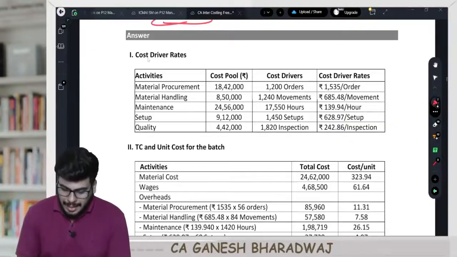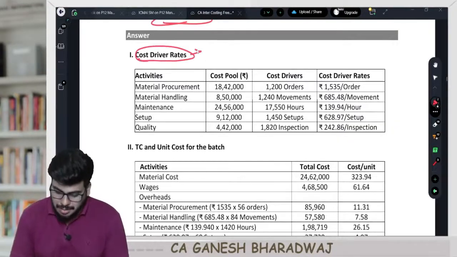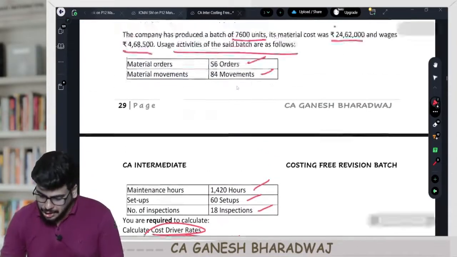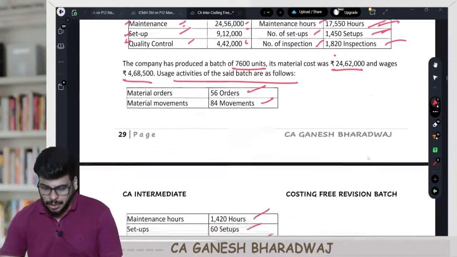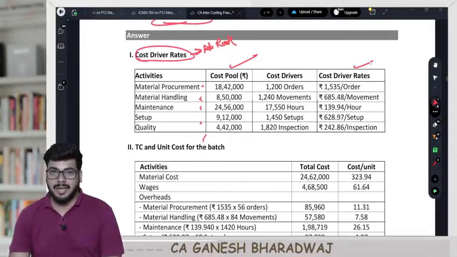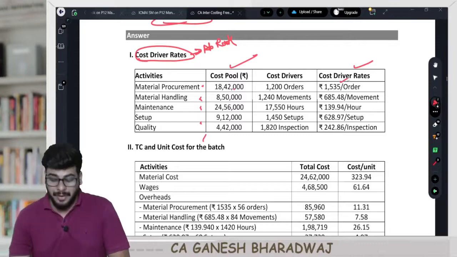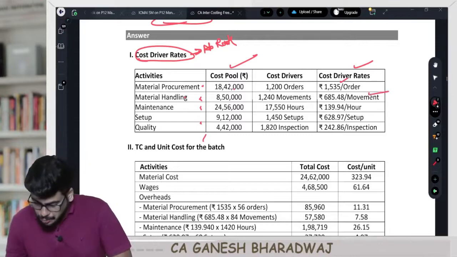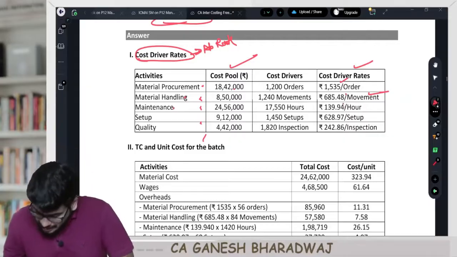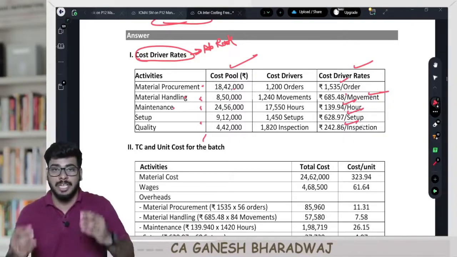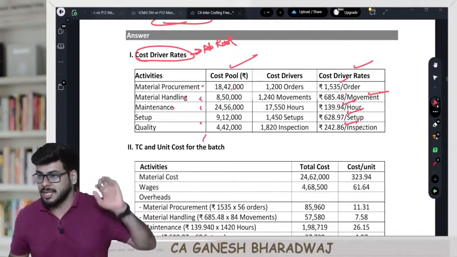First, you need to calculate the cost driver rate. This is similar to what? Absorption rate. Now what will you do here? List out the activities, right? Now what is going to be your total activity-wise cost pool? You take that divided by the total cost drivers for the year. Now you will arrive at the cost driver rate. Cost driver rate will be what? In this case, for every order, the material procurement cost is 1535. Material handling activity, per movement, the cost is so much. Maintenance, per maintenance hour, it is so much. Per setup, the setup cost is so much. Per inspection, the quality control cost is so much. Like this, you will arrive at the respective cost driver rates. Are you clear with this?